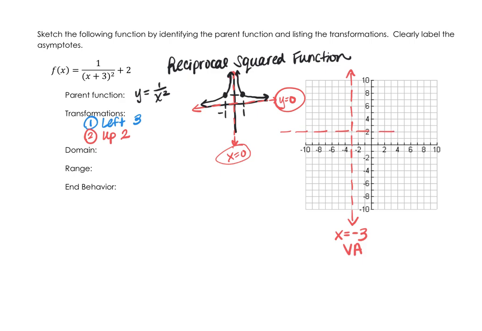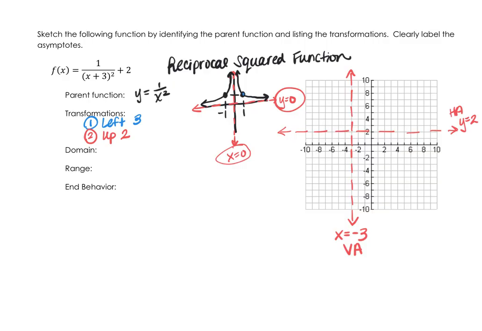The horizontal asymptote will get moved up 2, so we have a new horizontal asymptote, and this horizontal asymptote is the line y equals 2. So we have our new asymptotes from the transformations of left 3 and up 2. Now we just need to create our branches. And to do that, we are going to look at the anchor points on the parent function.